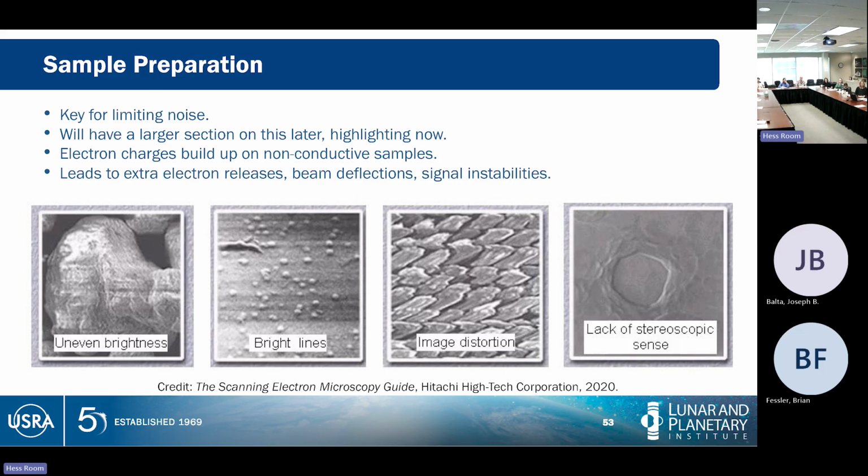Another fun one is image distortion, because as your sample surface builds up a charge, the electron beam is deflected by this charge that's building up on the sample, meaning that your sample will seem like it's moving because the electron beam itself is moving and that's changing the signal. We may not be able to get a stable stereoscopic image, so we might not be able to see the three-dimensional surfaces either.